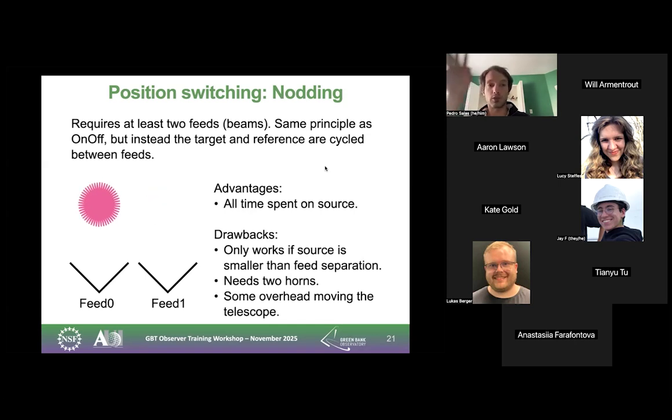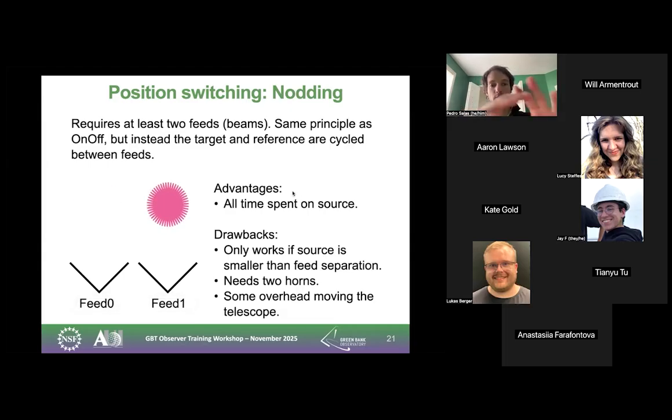So you nod your source between two beams or feeds. It's the same idea, right? Your source is this pink circle, and these inverted triangles are your receivers or horns. And you just put the source in one and then the other, and you keep switching back and forth. The advantages: you're always observing your source, either in feed 0 or feed 1. Drawbacks: this only works if the source is smaller than the separation between the feeds.